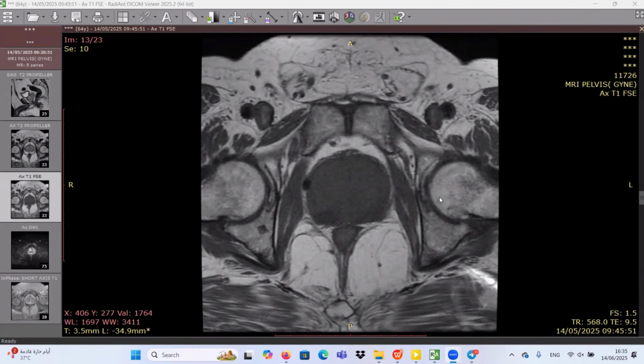Also, one of the most important spaces in T1 weighted image is the retropubic space. This space, also called the space of Retzius, should be fat signal only without any prostatic invasion.